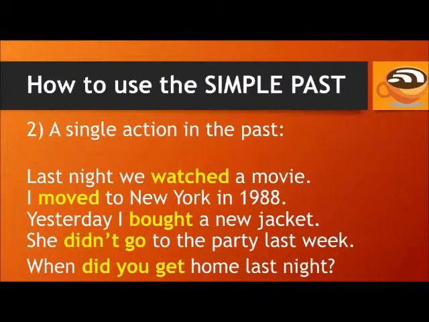We can also use the simple past for a single action in the past. For example, last night we watched a movie. I moved to New York in 1988. Yesterday I bought a new jacket. She didn't go to the party last week. When did you get home last night? All of these are examples of single actions in the past.